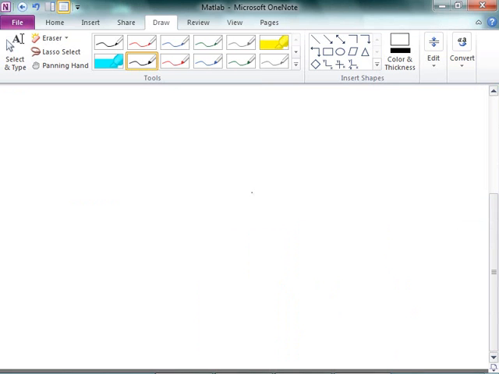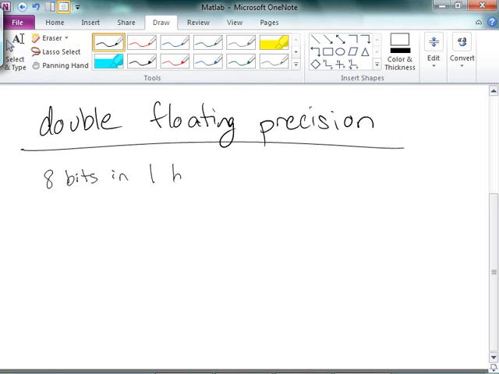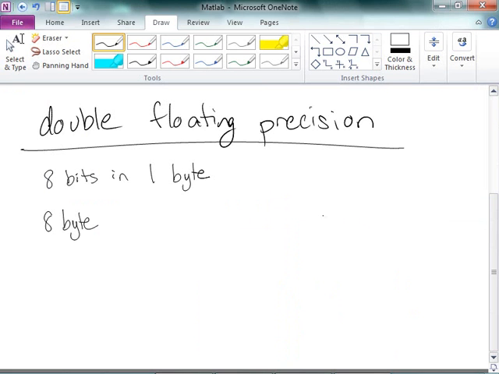Okay, so let's say I've got this. It said that it was stored as a double. Now, a double means double floating precision. And I'm going to give you a very, very teeny-weeny version of this. But basically, some things you're going to need to know is there's 8 bits in 1 byte. So an 8-byte double, which is what we had, it said that we had 8 bytes in the double. An 8-byte double means that we have 64 bits.